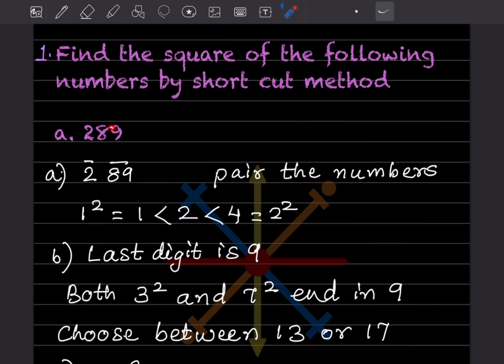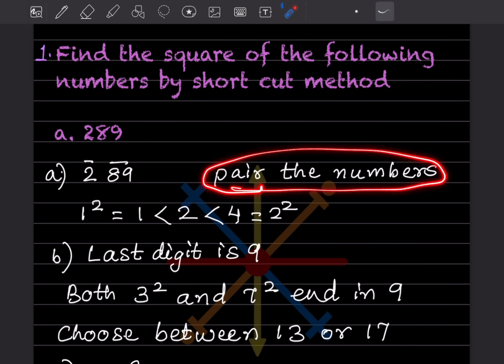Now this 289, this is the right hand side and this is the left hand side. So if you go this way from the right to the left, you're going to pair it. From here to here is 2 digits, and this has only one number, so this is the other pair. You have to remember, first thing you have to pair the numbers.